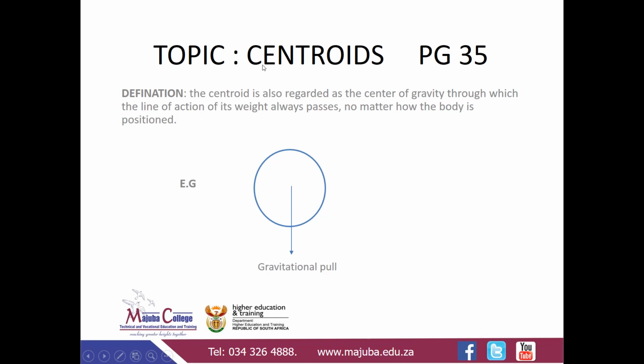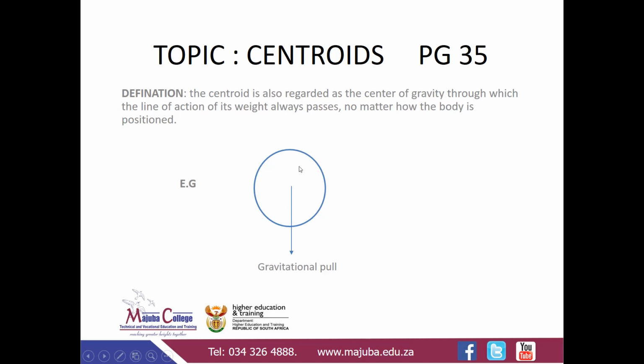All right. Before we proceed, I think it's very important that we understand what the centroid is. So the definition goes as follows. The centroid is also regarded as the center of gravity through which the line of action of its weight always passes, no matter how the body is positioned. What is important here is that we take note of the first line: the centroid is also regarded as the center of gravity. That means the center of gravity and the centroid are the same thing.